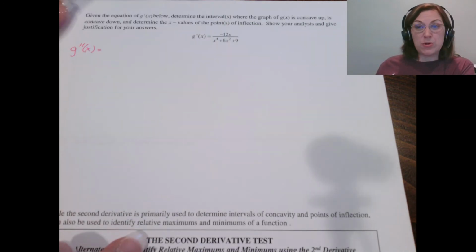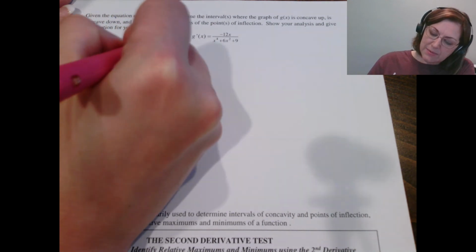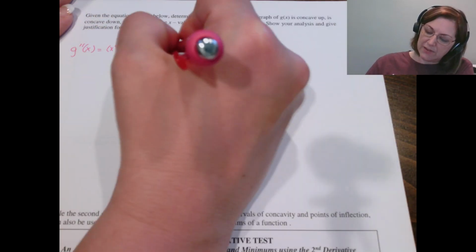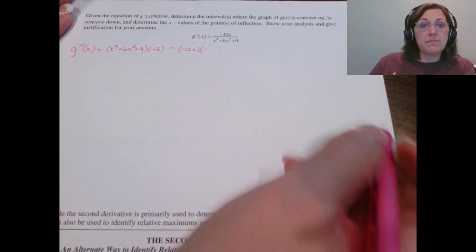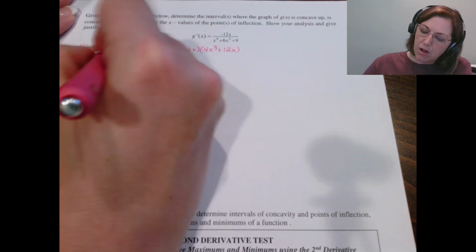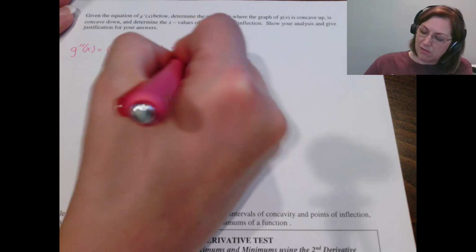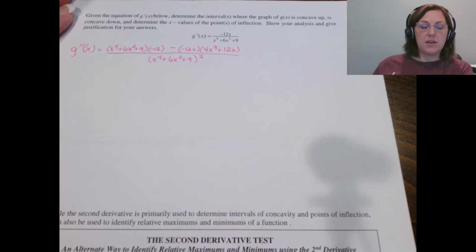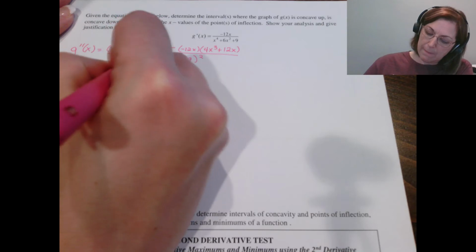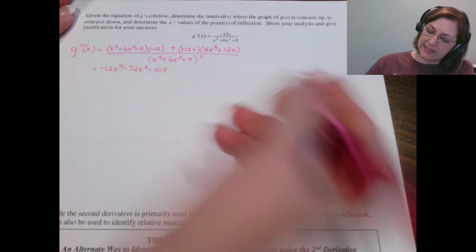And it looks like it's going to be a quotient rule. So I've got the bottom times the derivative of the top, which is negative 12, minus the top, which is negative 12x, times the derivative of the bottom, which would be 4x cubed plus 12x, all over the bottom squared. Okay, a little bit of cleanup here. I'm going to distribute the negative 12. And then I'll distribute the 12x here.